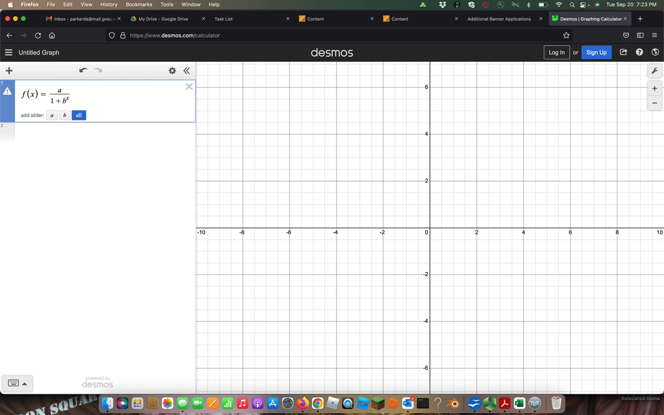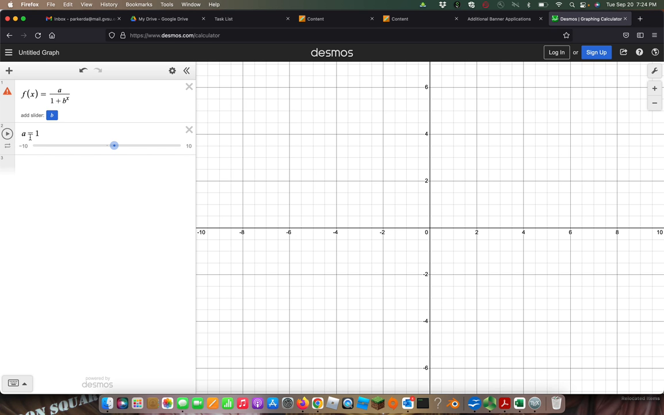The first thing you might notice is that nothing is being graphed. That's because Desmos does not recognize the a and b as actual numbers. We are going to make it recognize them by making them sliders. So you see down here, right around here, it says add slider. I can add both of those, a and b, to be sliders, but I'm going to do it one at a time just for funsies. So if I click on this a, that'll turn a into a slider. And notice down here it says a equals 1.